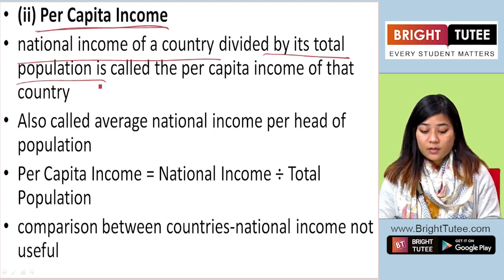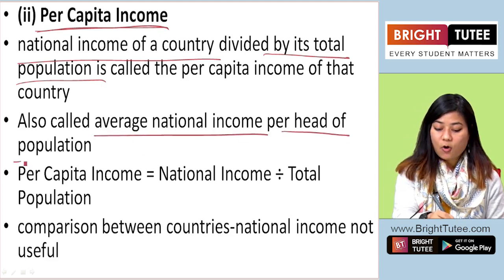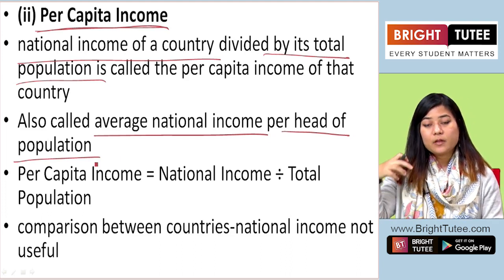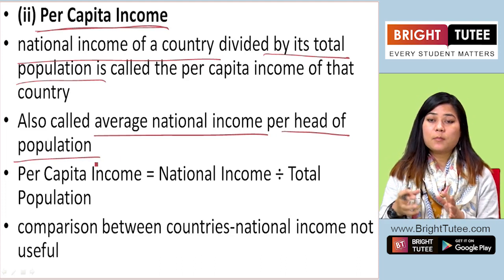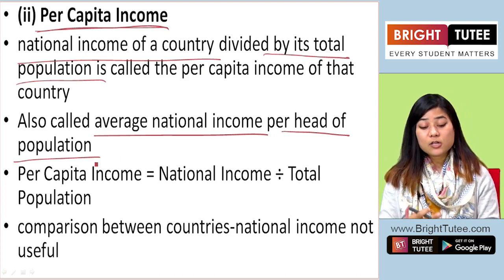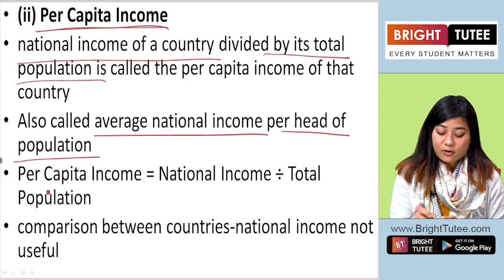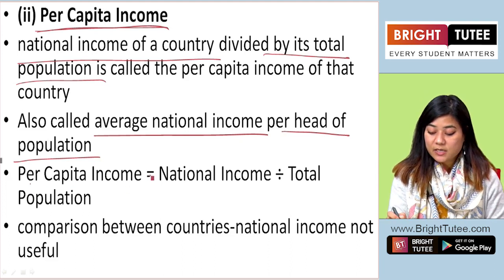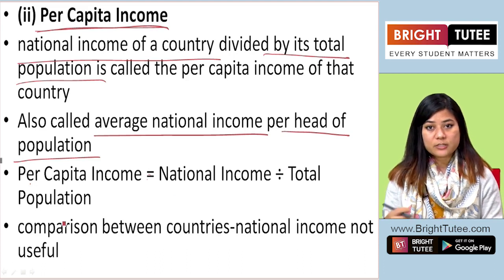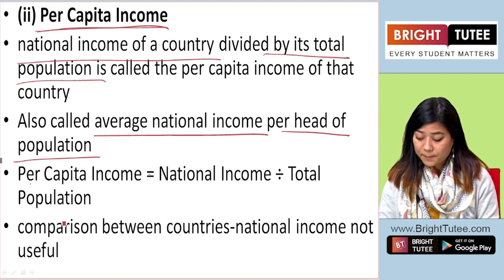It is also called average national income per head of the population. So the average income per head, the average income of each individual in a country in a year, is called the per capita income. So we can also say simply that per capita income equals national income divided by total population. So that basically gives us per capita income.